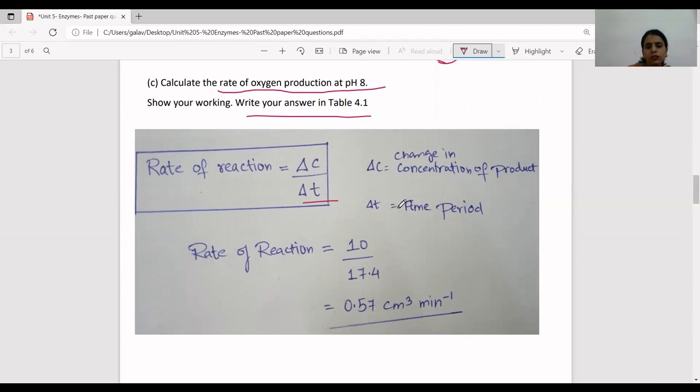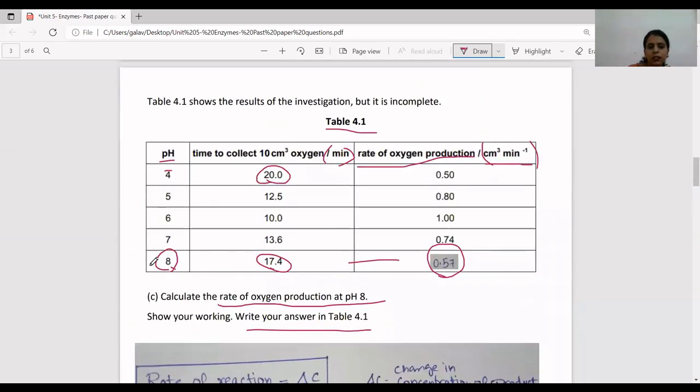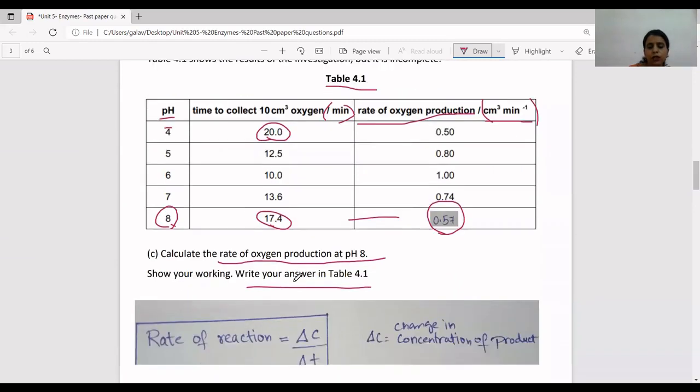T refers to the change in time period, or you can just say time period. So in this particular time period, what is the change in concentration of product, or what was the amount of product produced? Here the product is oxygen. We know that the amount of oxygen produced is given constant here. We are taking 10 centimeter cube of oxygen for every pH. So here delta C would be 10 centimeter cube, and the time given here at pH 8, the time to collect 10 centimeter cube of oxygen, was 17.4 minutes.